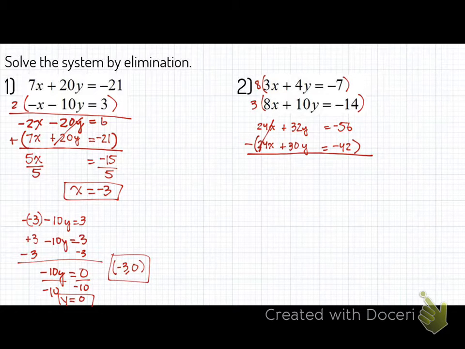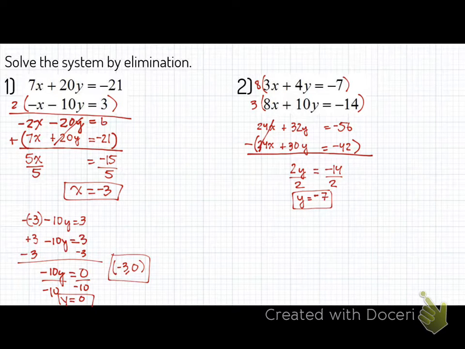Whereas number 1 had a plus sign out here, you see how number 2 has a minus sign out here? Okay, you have to pick which one it is based upon eliminating it. Okay, let's keep going here. 32y minus 30y is 2y. And then we got negative 56 minus negative 42 is negative 14. Divide both sides by 2. And you get y is equal to negative 7.